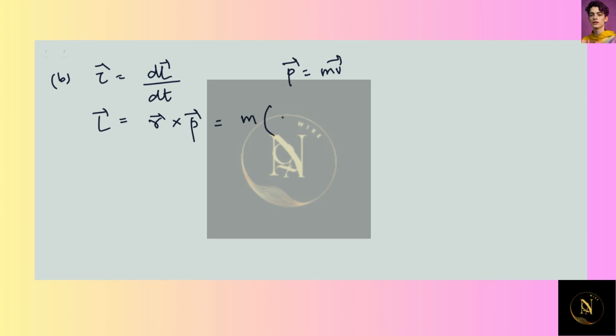Now for the second part, we find torque using differentiation of angular momentum with time. So let's first find angular momentum. L is given by the cross product of r with p, and p is momentum, which is given by mass times velocity. Mass is a scalar, so it comes out of the cross product. So now we are left with r cross v.